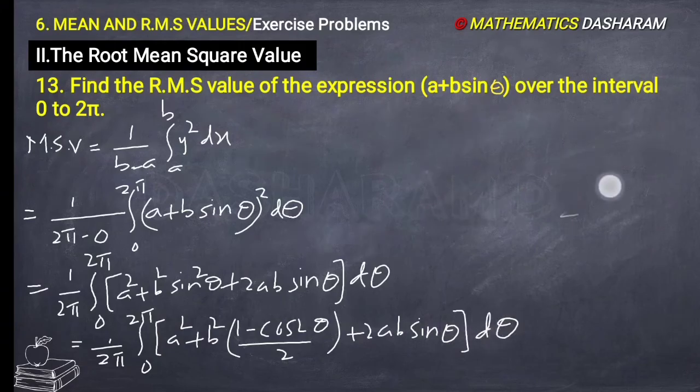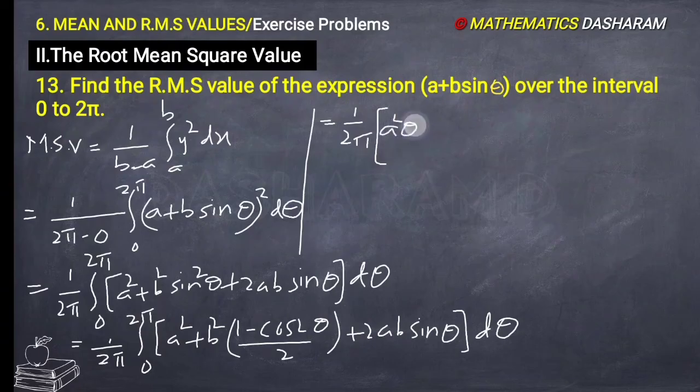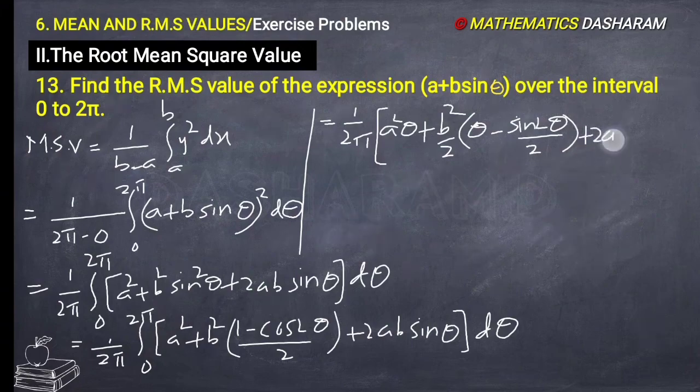So it is equals to 1 by 2 pi. Here integration of a square is a square theta, plus b square by 2 is constant. Integration of 1 is theta, minus integration of cos 2 theta is sin 2 theta by 2, bracket close, plus 2ab into integration of sin theta is minus cos theta, and the limits are 0 to 2 pi. It is equals to 1 by 2 pi.